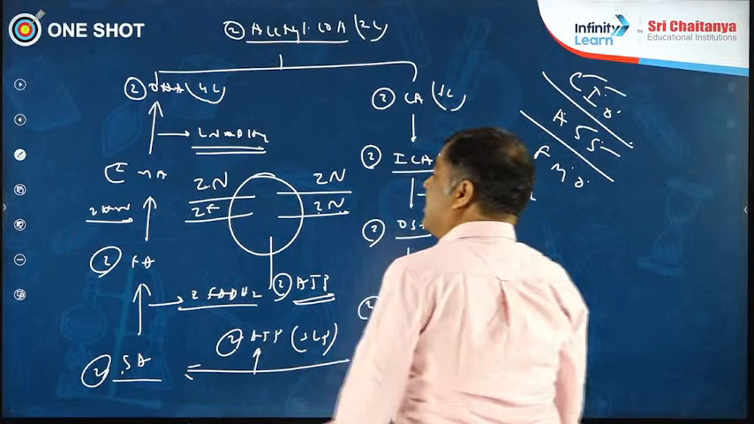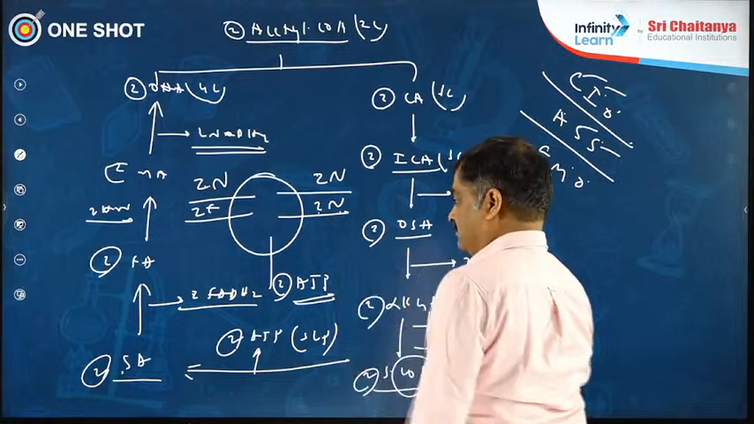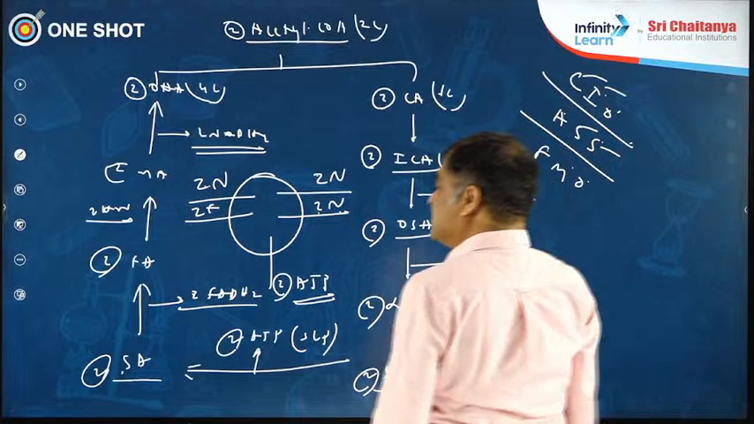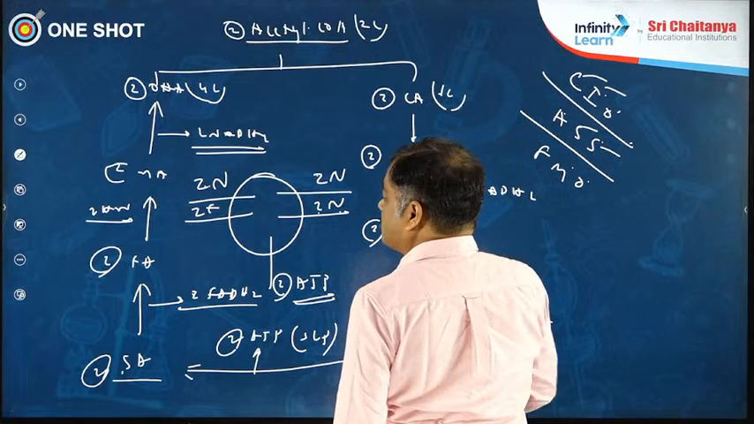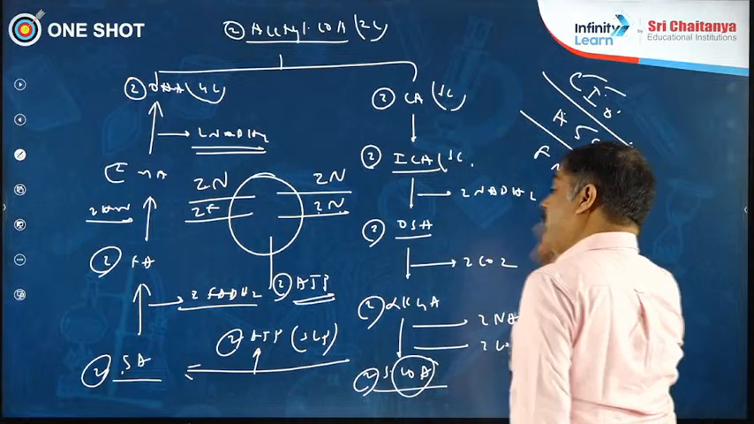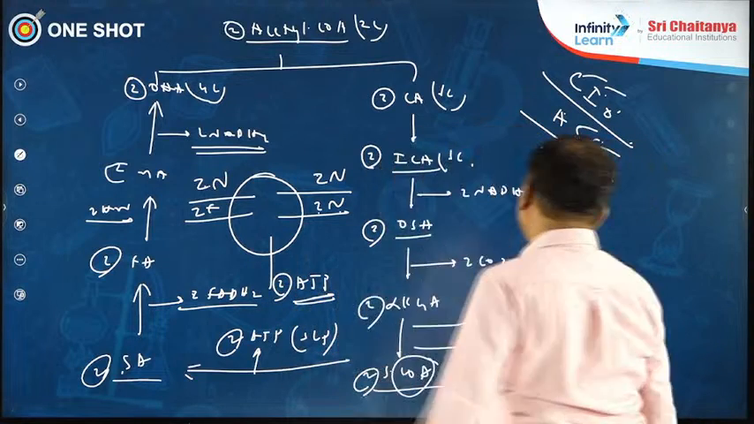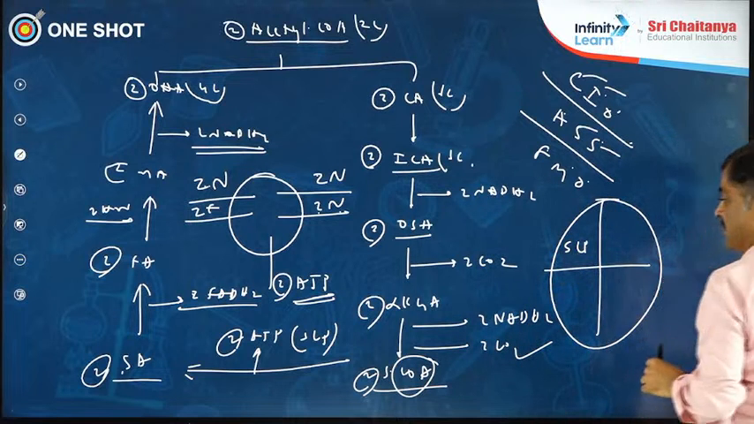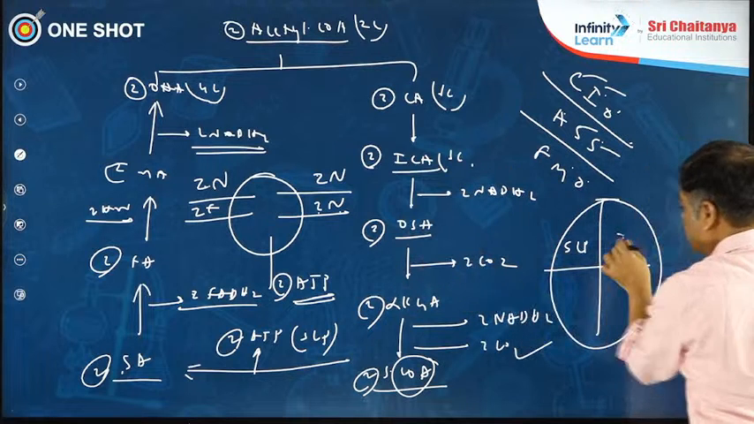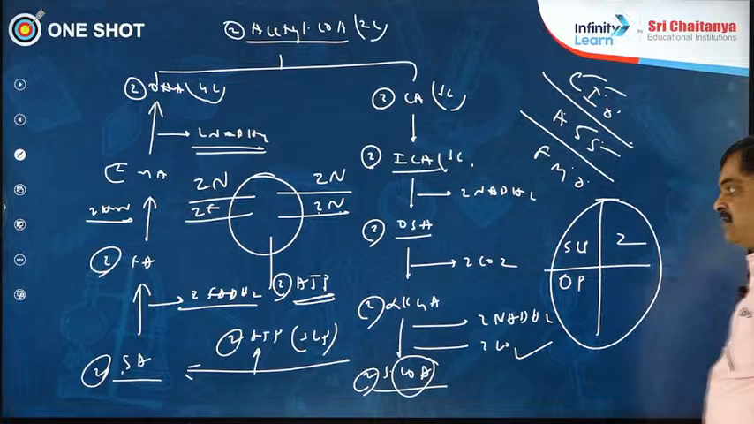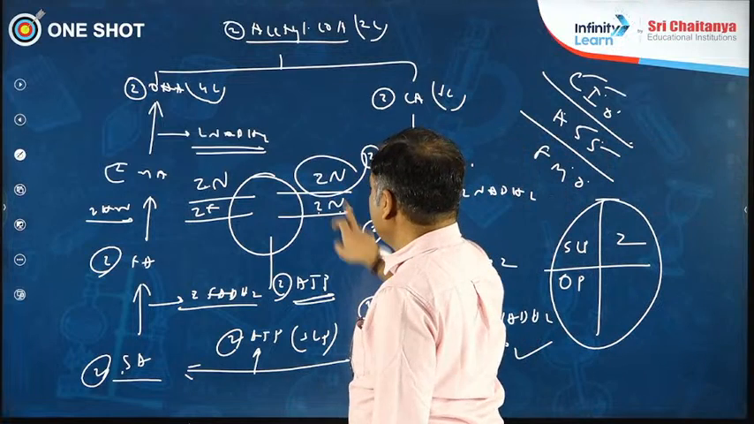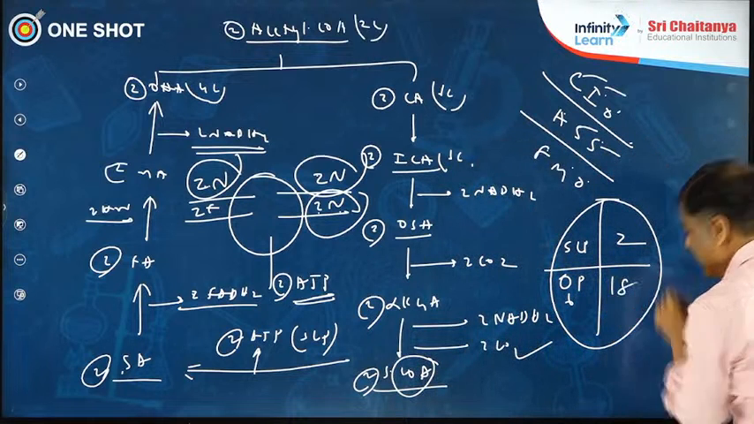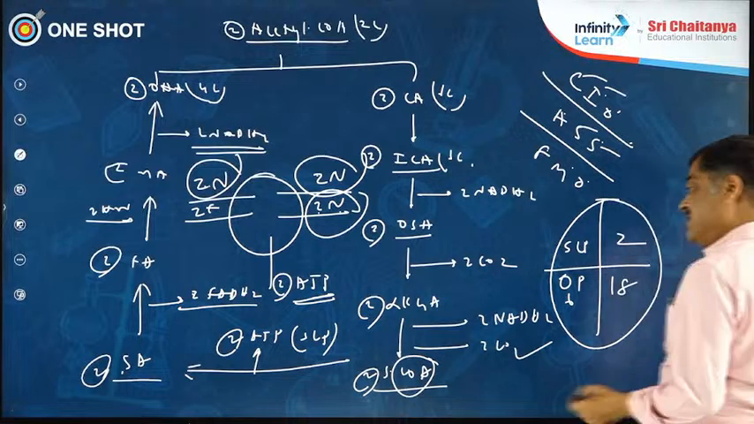6. How many FADH2 formed in Krebs cycle? 1. How many FADH2 formed in Krebs cycle for 1 molecule of glucose? 2. How many ATP formed in Krebs cycle by substrate level phosphorylation? 1. How many ATP are formed in Krebs cycle for 1 molecule of glucose? 2. Now I want to write how many ATP by substrate level phosphorylation in Krebs cycle for 1 molecule of glucose? 2. Oxidative phosphorylation in Krebs cycle for 1 molecule of glucose: 2, 2, 2, 6 NADH2, 6 threes are 18, 18 ATP formed.